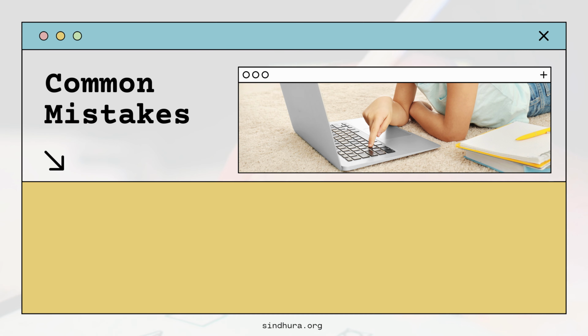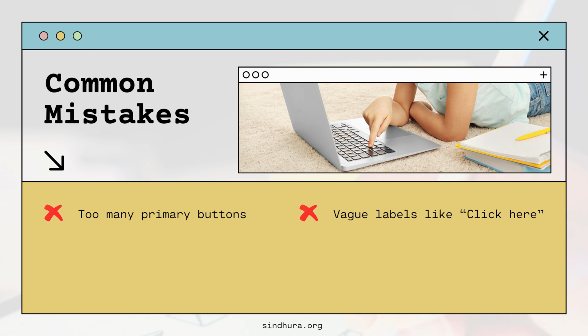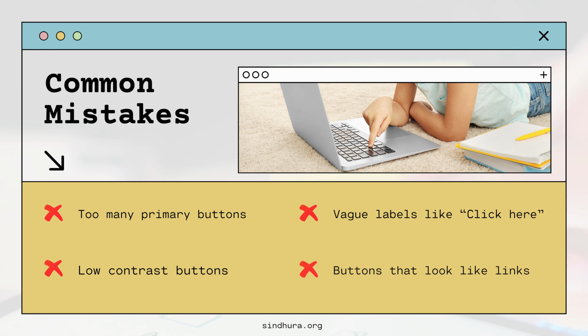One common mistake is using too many primary buttons. This overwhelms users. Another is vague labels like click here. Low contrast buttons are also a big accessibility issue. And finally, buttons that look like links confuse users about what's clickable.